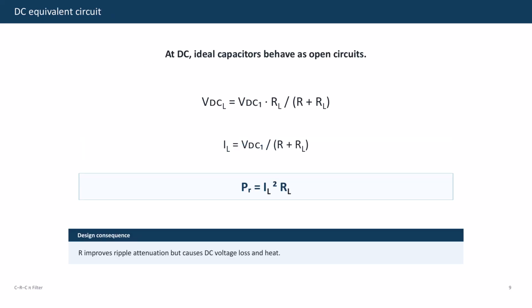For direct current, ideal capacitors are open circuits. The only conducting path is through the series resistor and the load. Therefore, the output DC voltage follows the voltage divider relation. The load current is the voltage across C1 divided by the total series resistance. The resistor power is I sub L squared times R. This power determines the resistor rating.